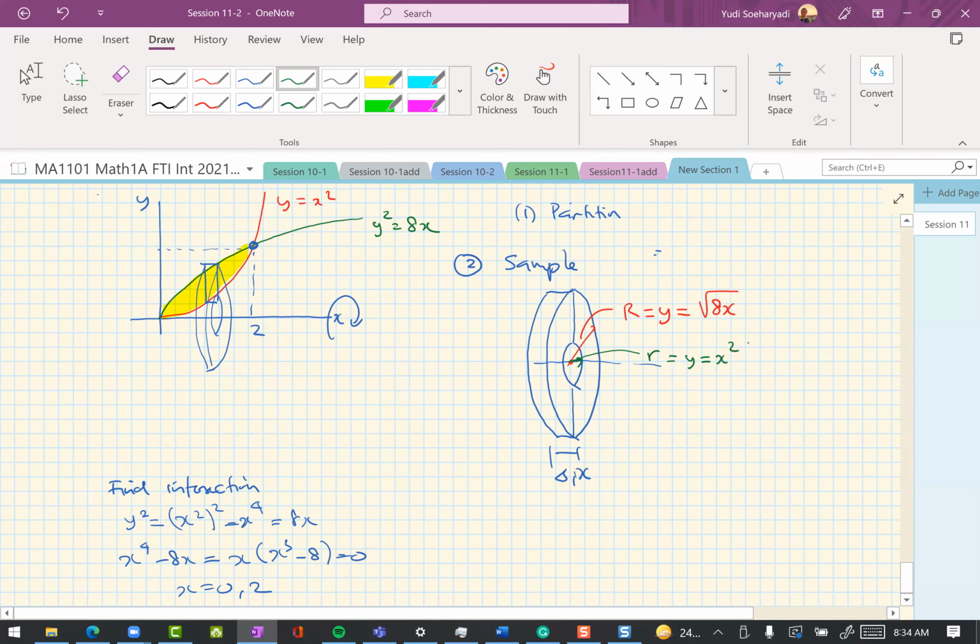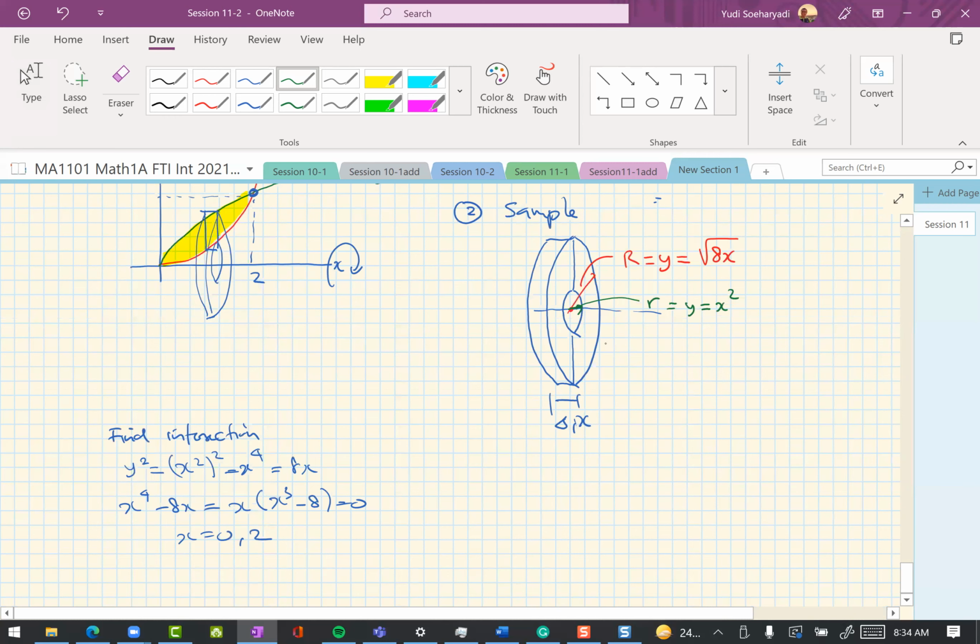Okay, so the volume for this is the large disk minus the small disk, times delta x. That's our delta volume. Taking pi out, r squared for the large one is just 8x, and here r squared is just x to the 4, times delta x. So that's our sample volume.